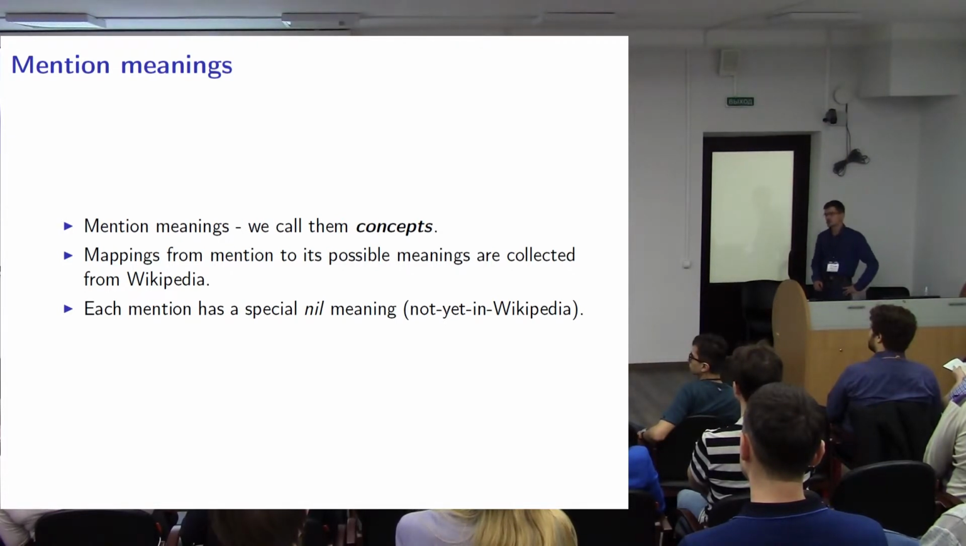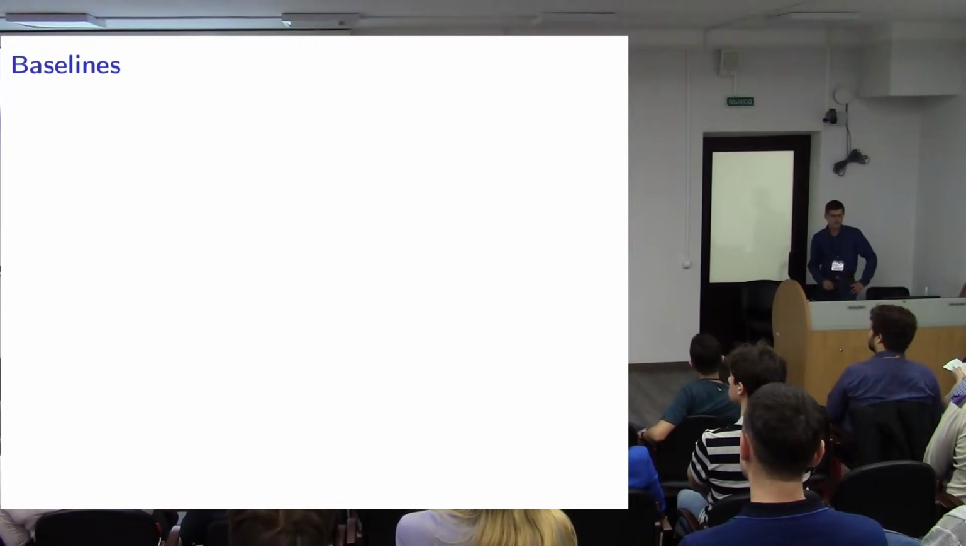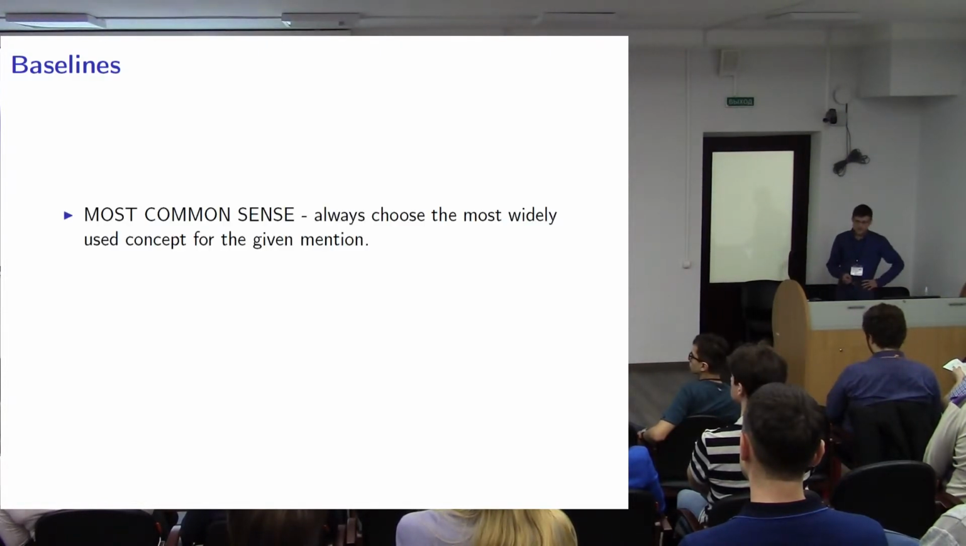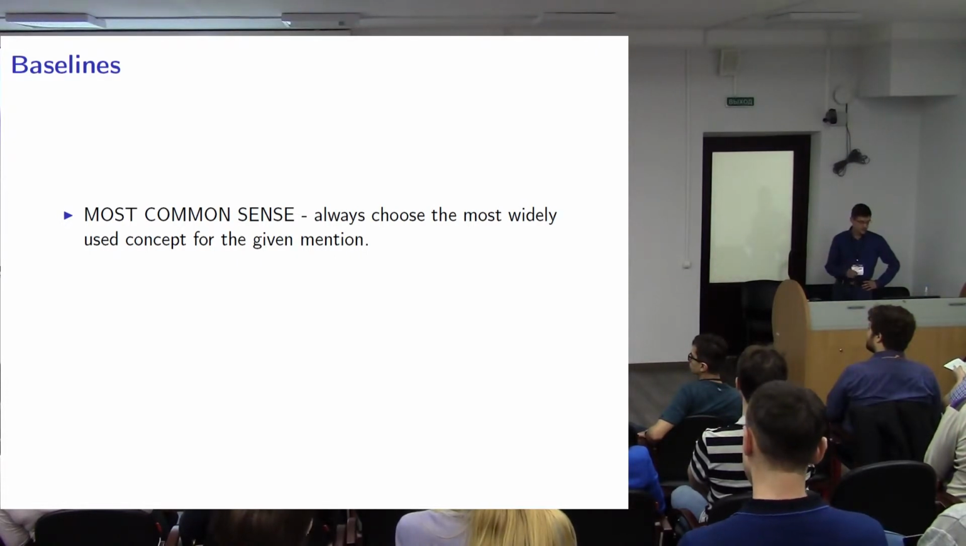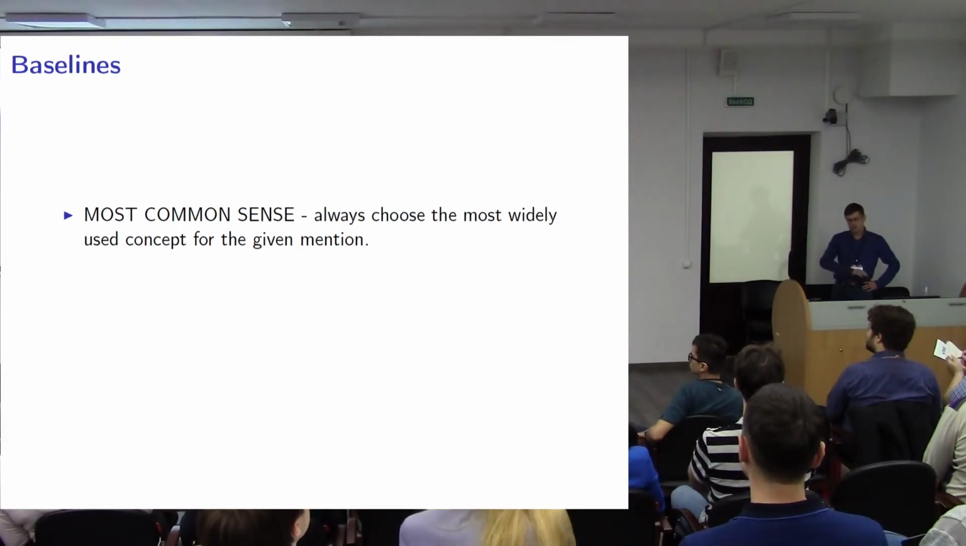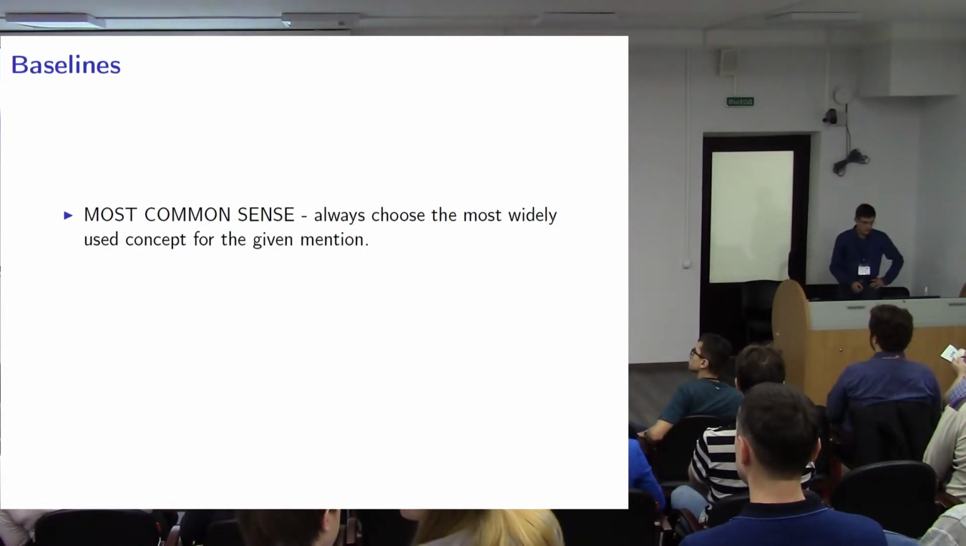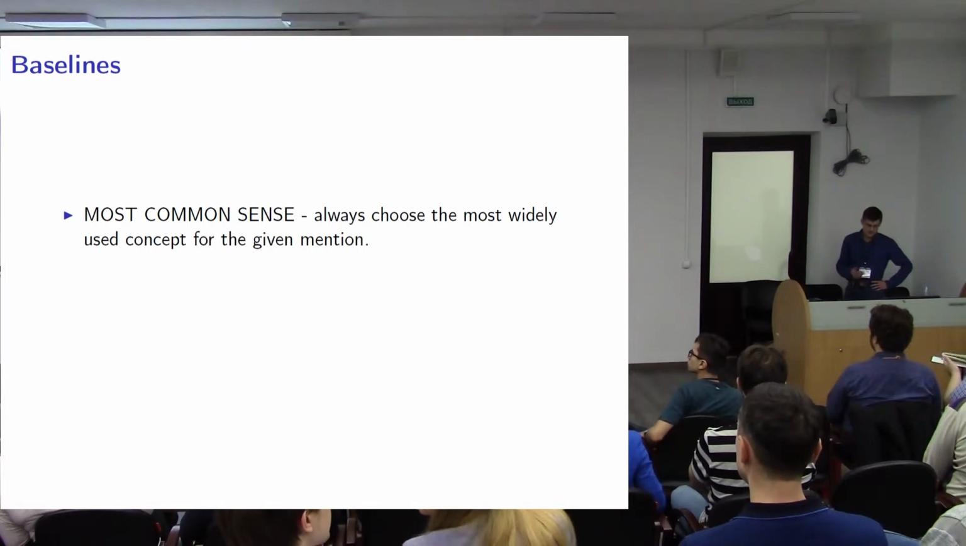Okay, we are done with the task, and now let's think about how we can solve it. The simplest approach is the most common sense. In such a case, we always return the same concept for the mention, and how can we select it? We just compute statistics all over Wikipedia and select the most frequently used concept for each mention. It totally ignores the text of the document, but it's quite useful.